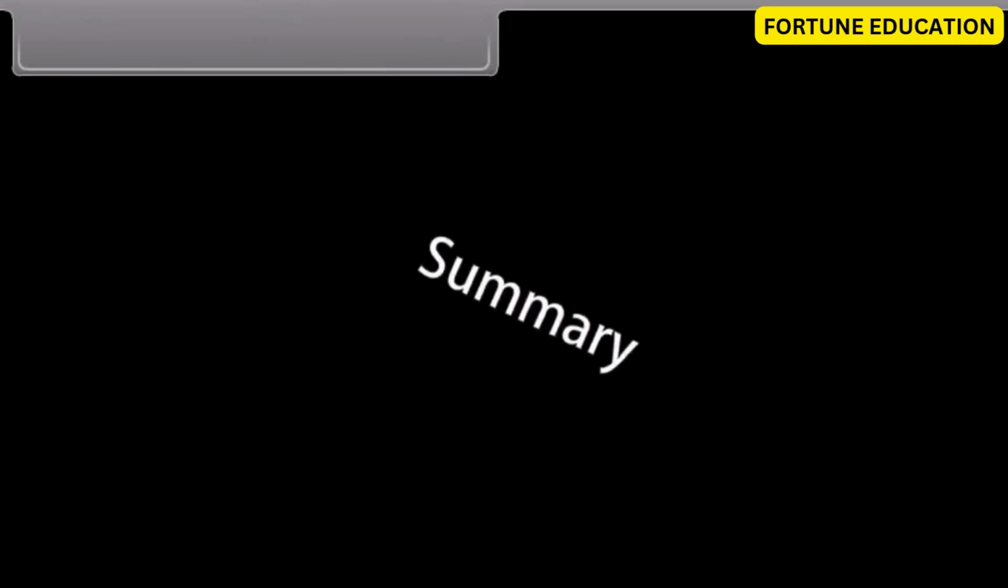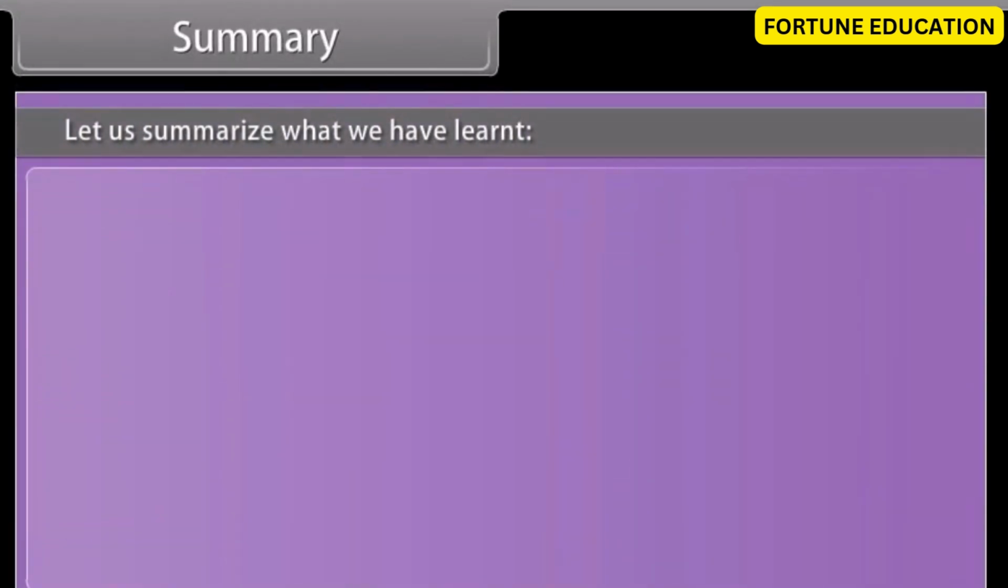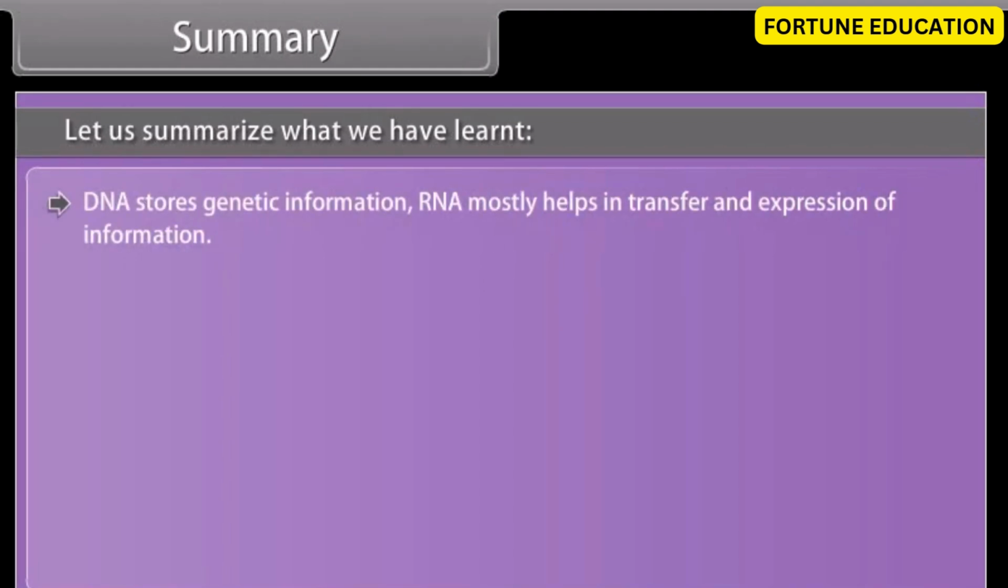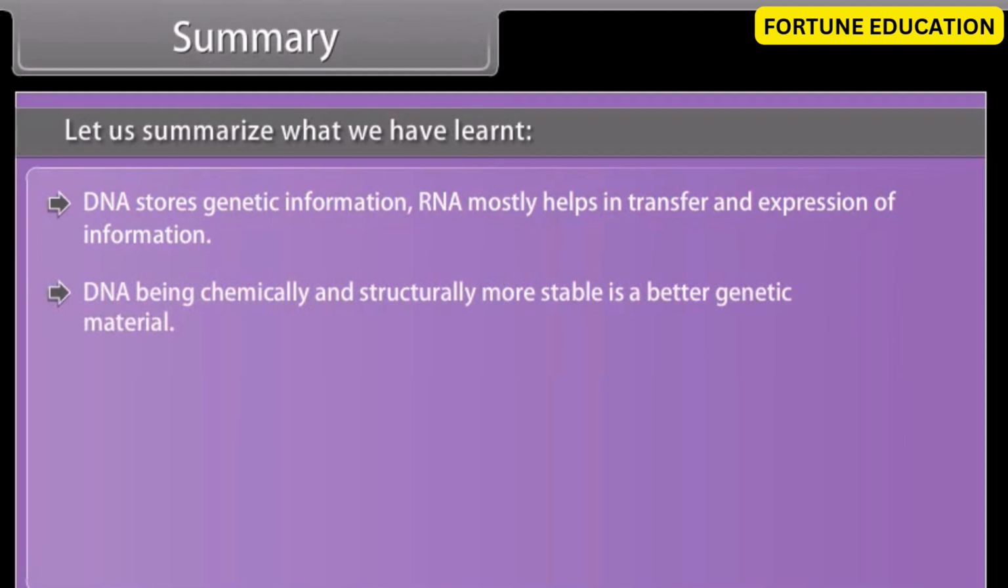Summary. Let us summarize what we have learned. DNA stores genetic information. RNA mostly helps in transfer and expression of information. DNA being chemically and structurally more stable is a better genetic material.